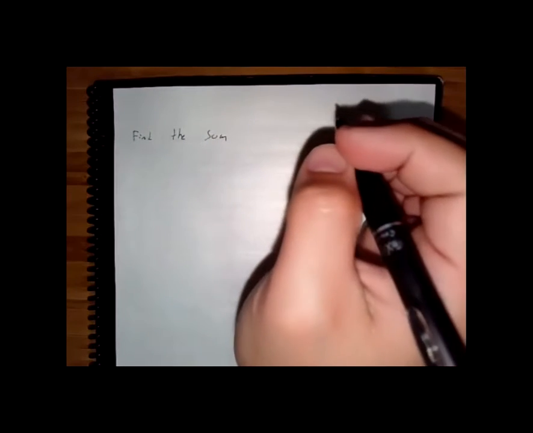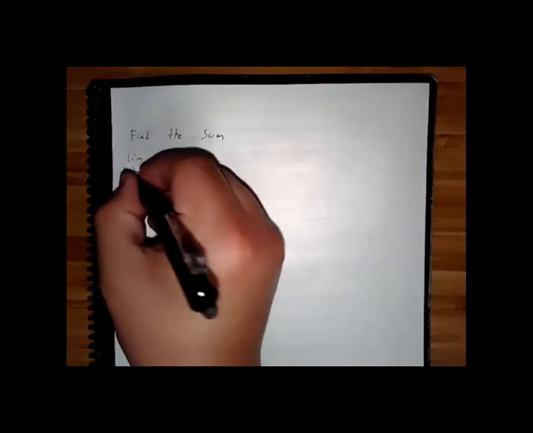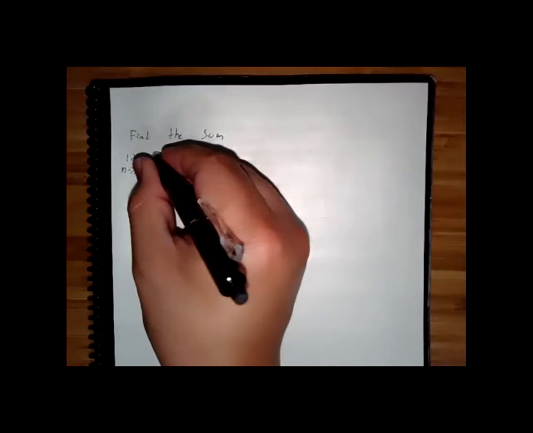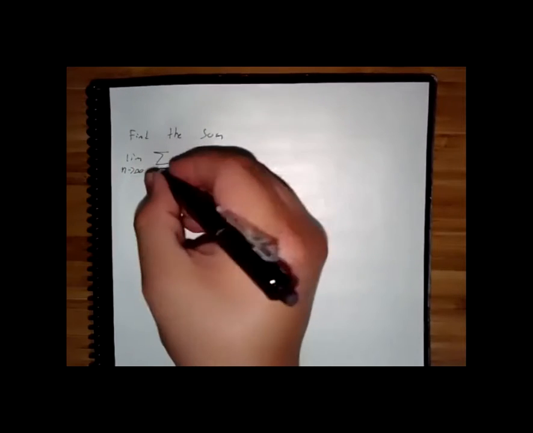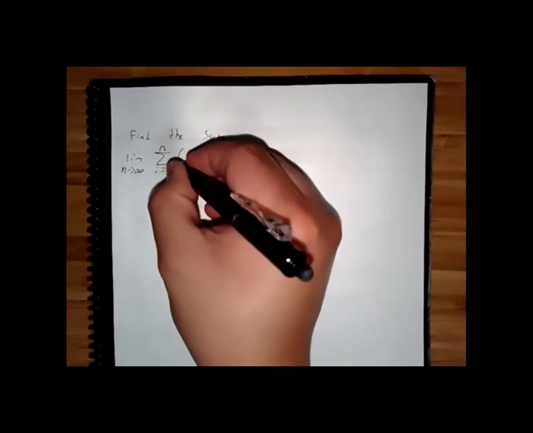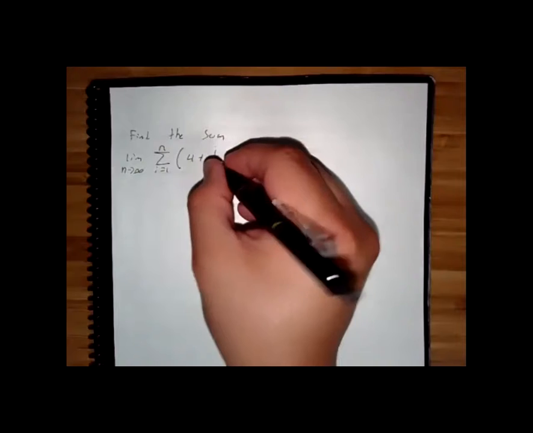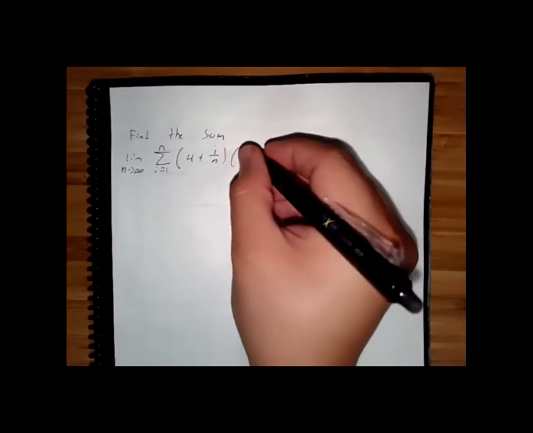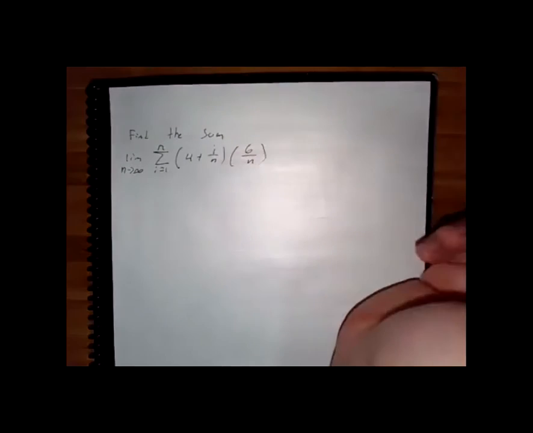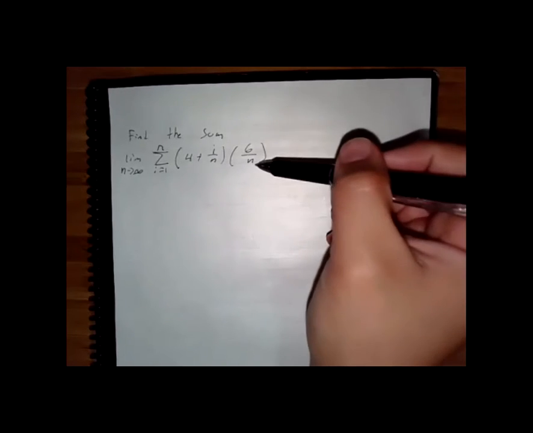I find the sum. So we have a limit as n goes to infinity for the summation, i equals 1 to n, of 4 plus i over n times 6 over n. All right. So we're gonna have to separate them and try to factor stuff that's in the way. So the n's can be pulled out.